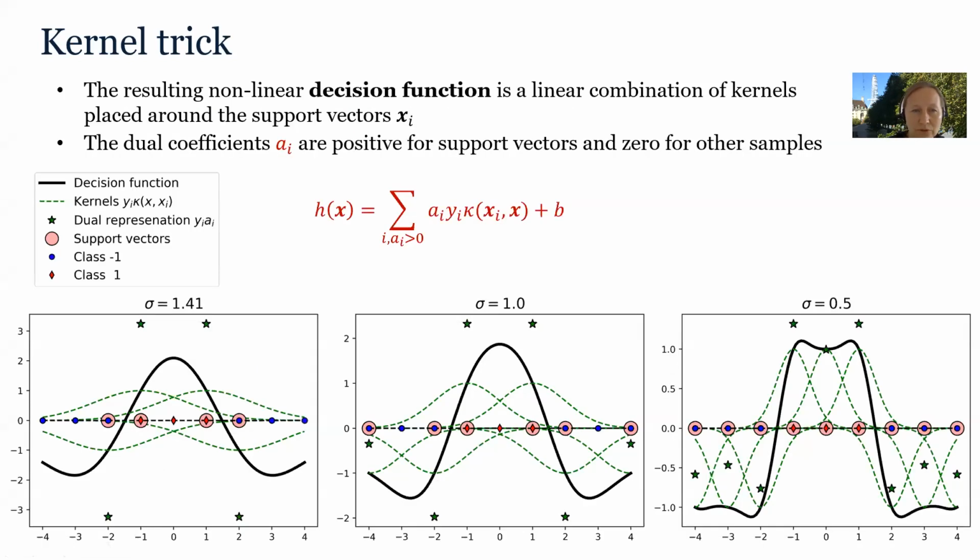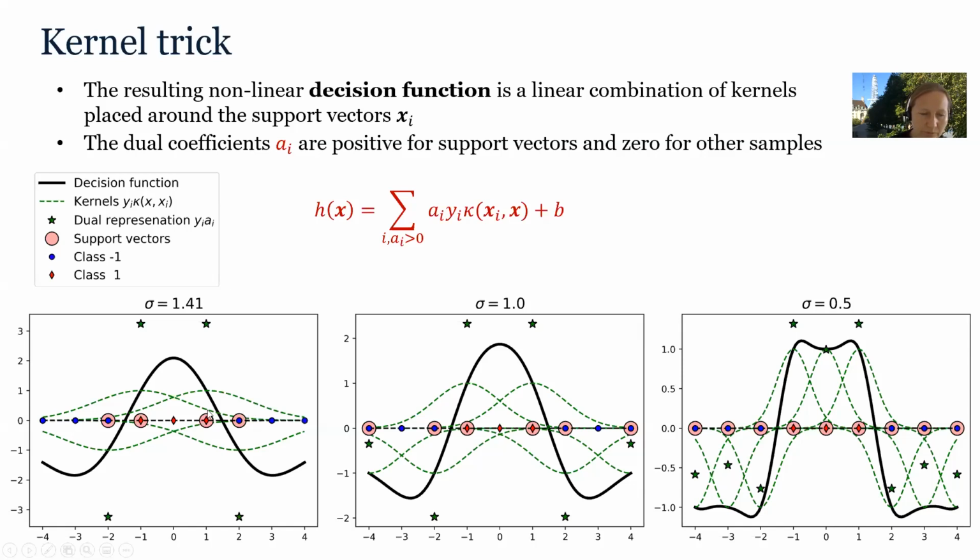So let's have a closer look at the new nonlinear decision function. This decision function is a linear combination of the kernels placed around the support vectors. This is because the dual coefficients a_i are positive for the support vectors and zero for all the other samples.